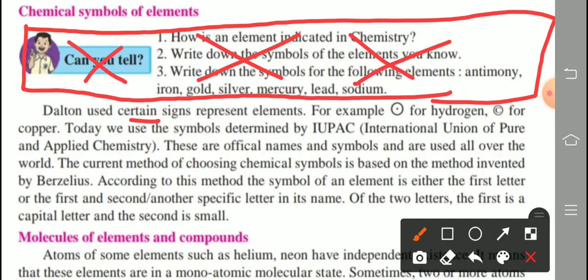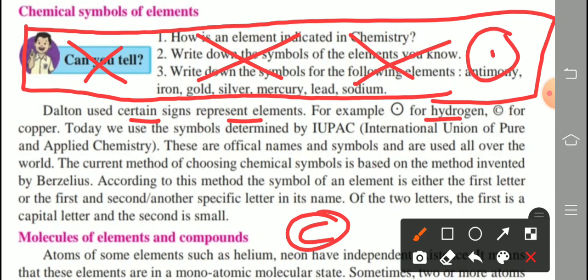Dalton used certain signs to represent elements. For example, a circle and dot is used for hydrogen. Then a circle with the letter C inside is used for copper, in this way. Today we use the symbols determined by the IUPAC system. What is the full form of IUPAC? Remember, International Union of Pure and Applied Chemistry. These are official names and symbols and are used all over the world.